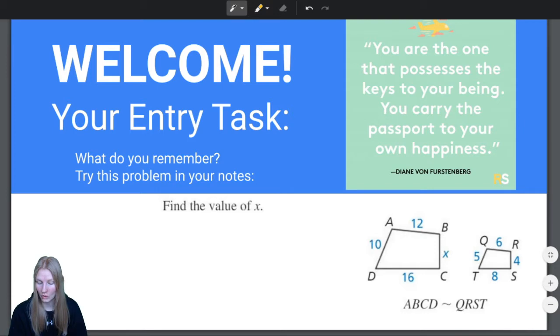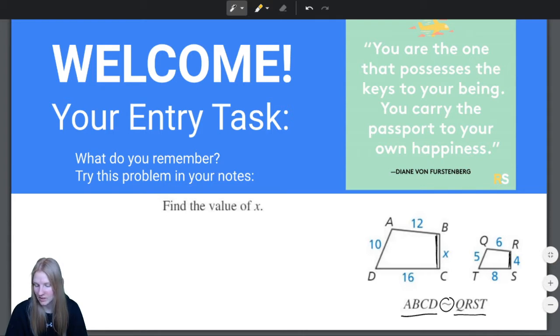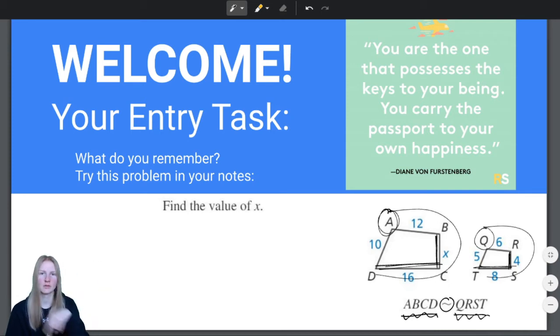Now, I am told that quadrilateral ABCD is similar to quadrilateral QRST. So, ABCD, QRST. These shapes are already in the correct orientation. I know that the right side corresponds with the right side. The bottom side corresponds with the bottom side because the similarity statement lists these shapes in order of top left corner around clockwise.